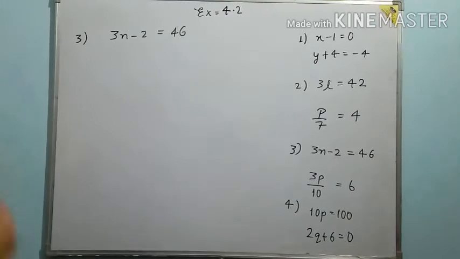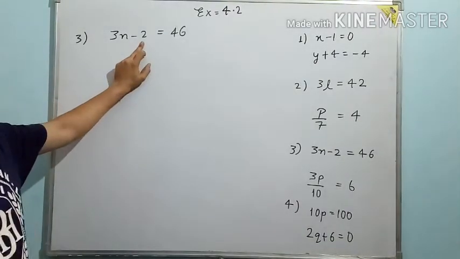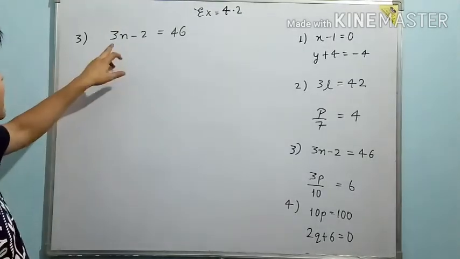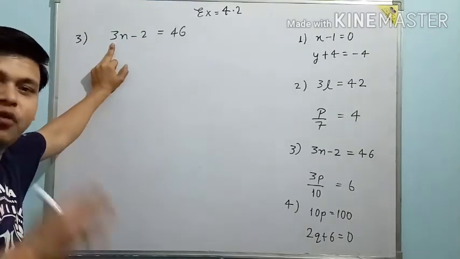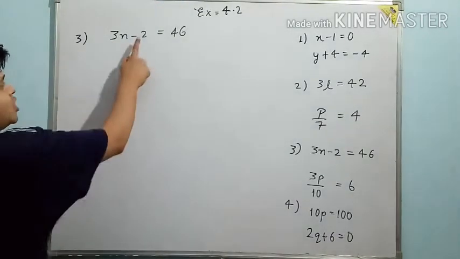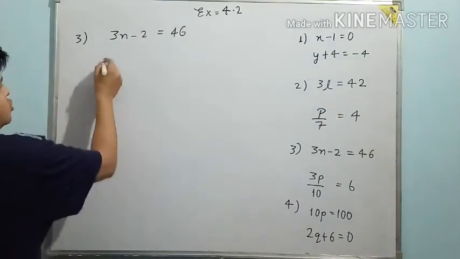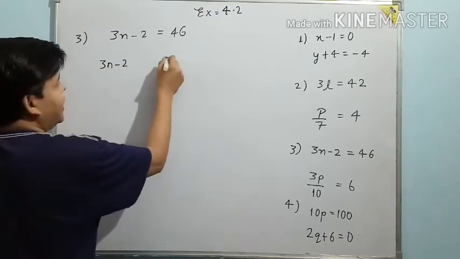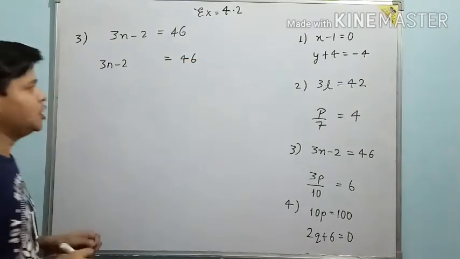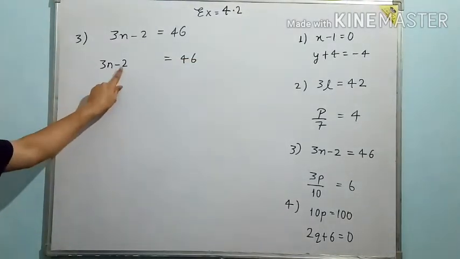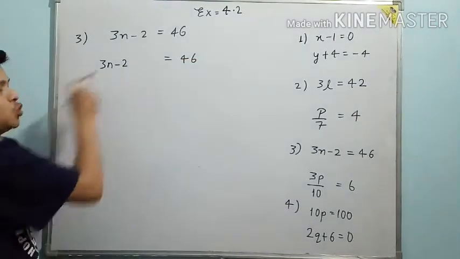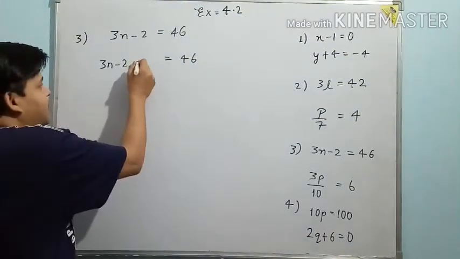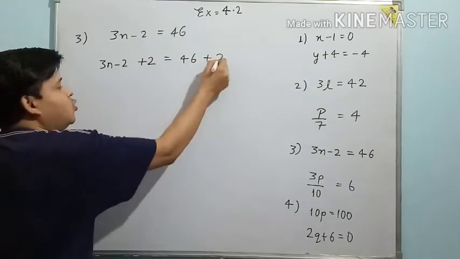The number which is not in direct contact with the variable, we will remove that first. Then we will remove the other number. This 2 is not in direct contact with n. So first I am writing 3n minus 2 as it is, and here 46 as it is. How can we remove this? It is minus 2, so we will write plus 2 on both sides.